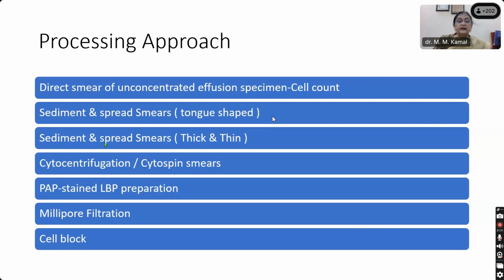Then another thing that is sediment in this same process is the thick and thin smear. Who does this thick and thin smear? Any one of you in the residents who are present here? Madam, do you do this technique? And what is this thick and thin technique?